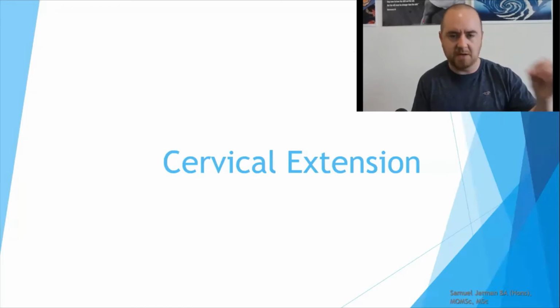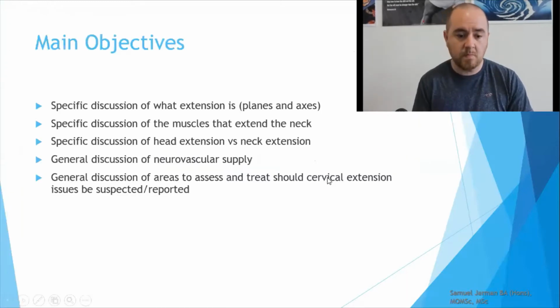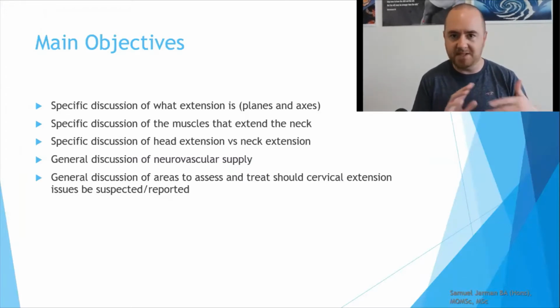There will be some things that overlap fairly well and some things that will obviously be dissimilar with respect to the specific pieces of anatomy, especially the specific muscles. So the main objectives here are to have a specific discussion of what extension is. We're going to talk about planes and axes as we did with respect to cervical flexion. This is going to be the exact same discussion, but it bears repeating, for the nature of repetitive exposure to further embed that information.